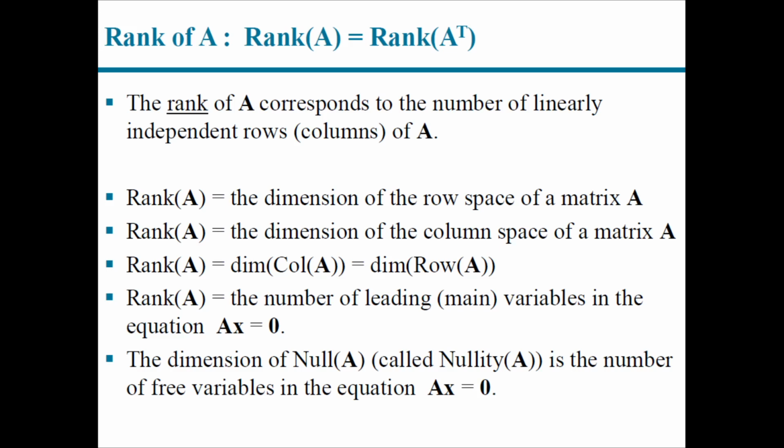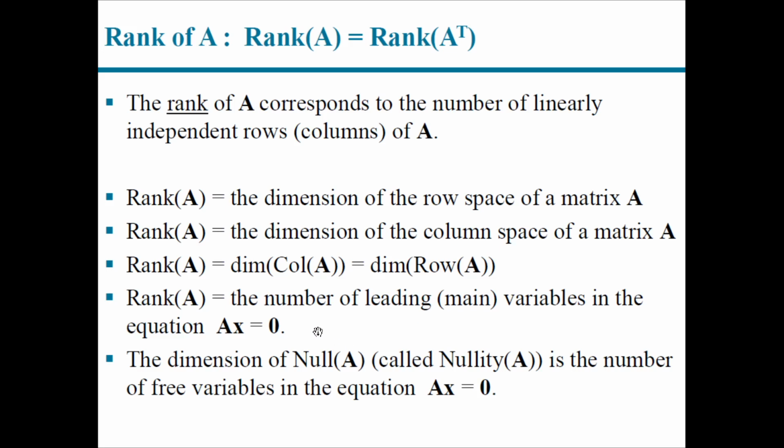But a very important result: the number of linearly independent rows of A is the same as the number of linearly independent columns of A. So that's something that we are going to use a lot. That's a very good result. That's why we say that rank of A and rank of A transpose is the same number, because we have the same number of linearly independent rows and linearly independent columns. So that means that the dimension of the column space of A is the same as the dimension of the row space.